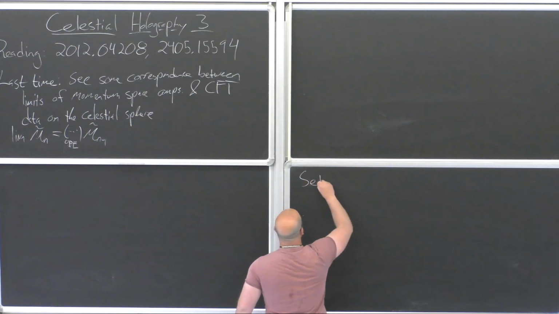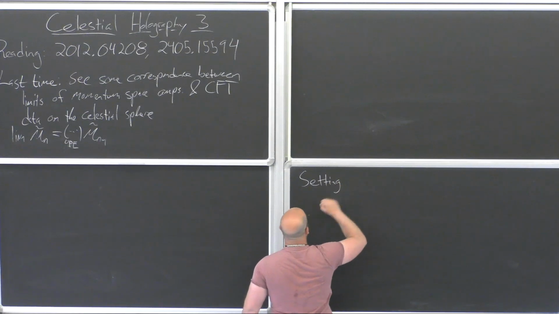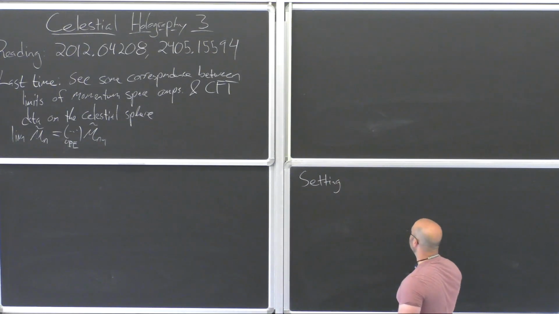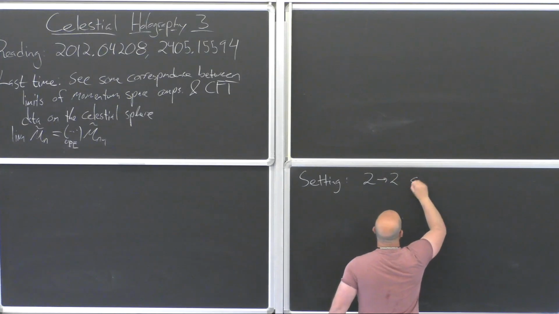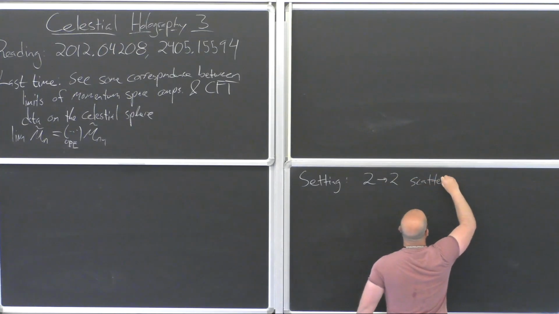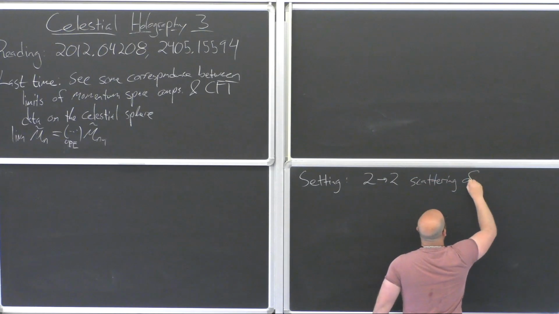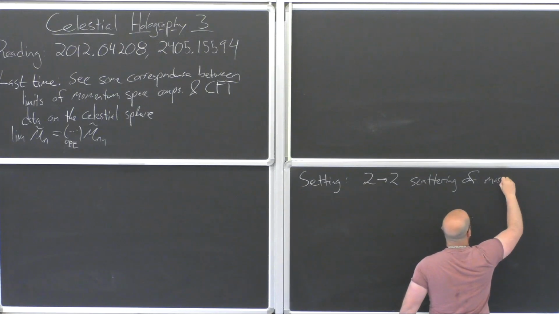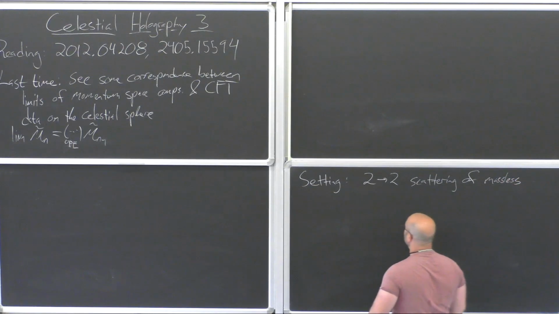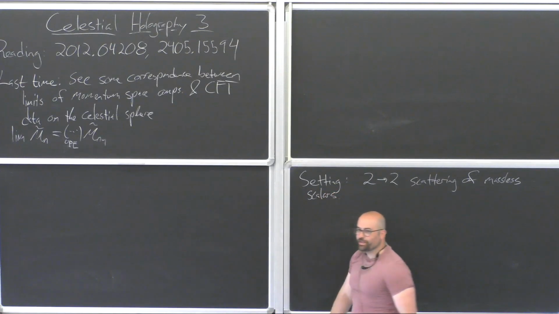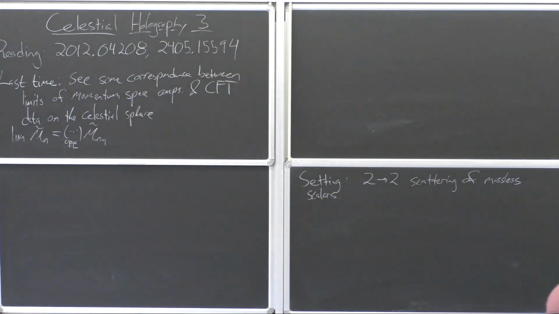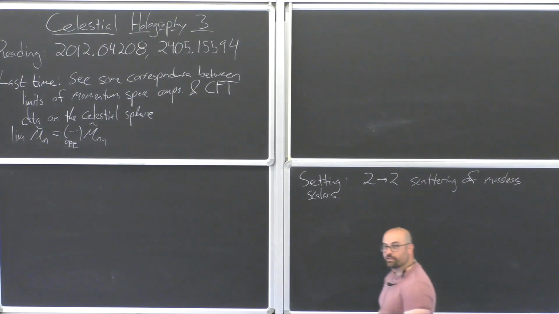So the setting, we're going to try to make this as simple as possible for today. We're just going to be considering 2-to-2 scattering of massless scalars. If we can't say something about the analytic structure of celestial amplitudes for this, we're hosed, right? Surely we should be able to say something about this.